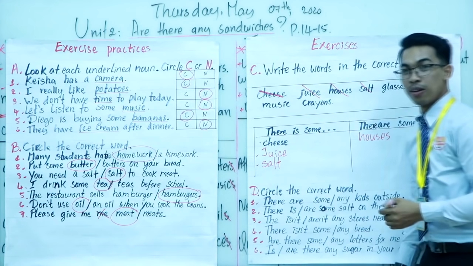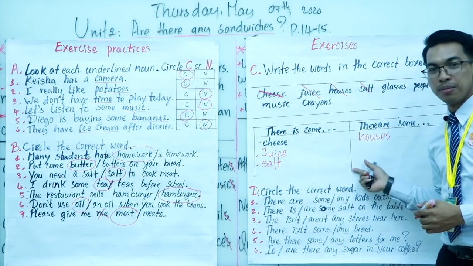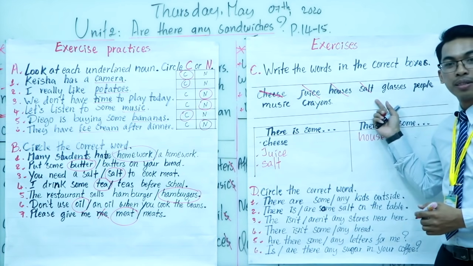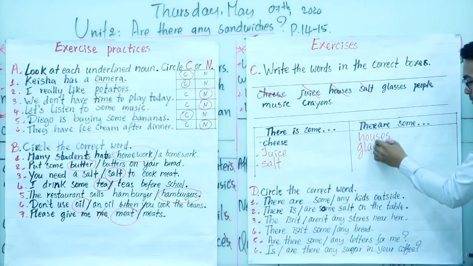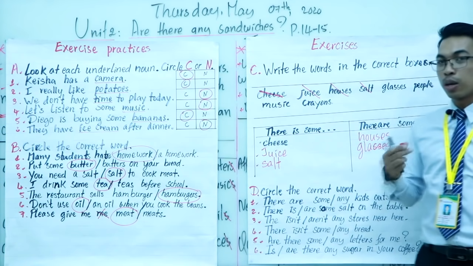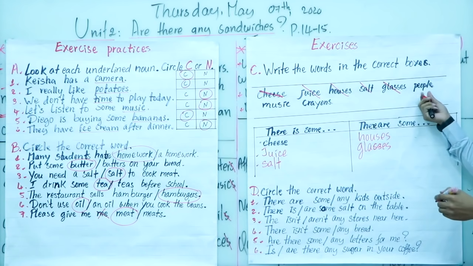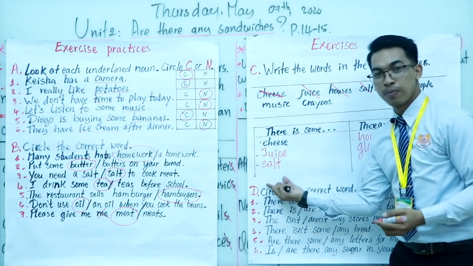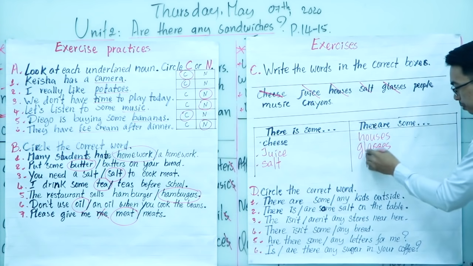So the next one, glasses. The first column or the second column? Very good, the second column. We can count: 1 glass, 2 glasses. The next one, people. Can we count people, everyone? Of course. So it must be the first or the second? Very good, the second one.